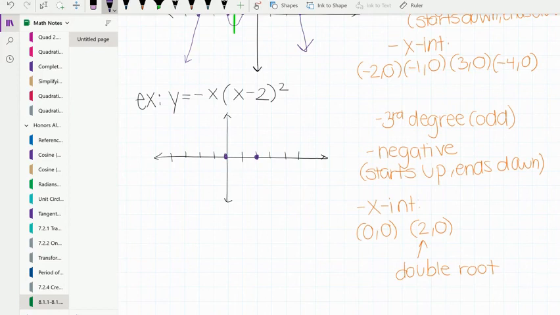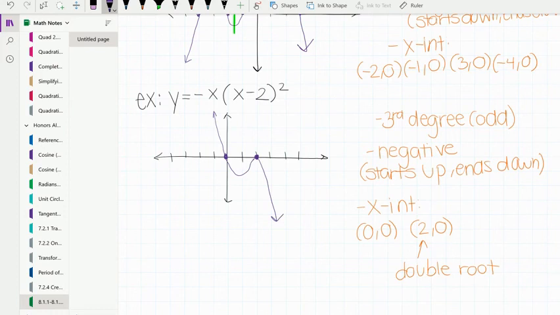Now, we know that it's odd negative, so we know that it's going to start up and end down. Okay, so it starts up and ends down. The other thing is at 2, it's going to have a bounce. So I'm going to start up here. I go through 0. I know it has to go to 2. Instead of crossing through, it has to bounce off of it and go back down. And again, that happens when you have a double root or something like x minus 3 squared.